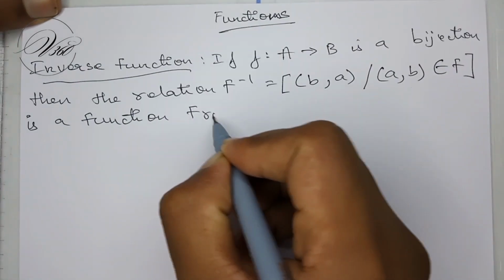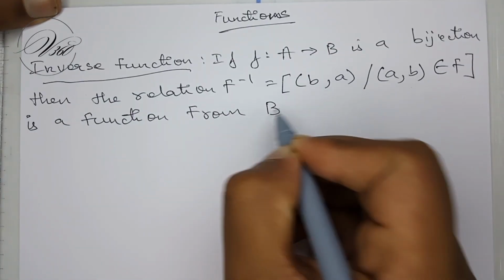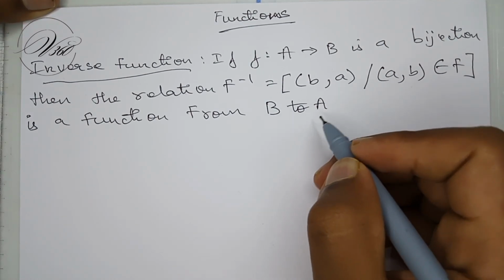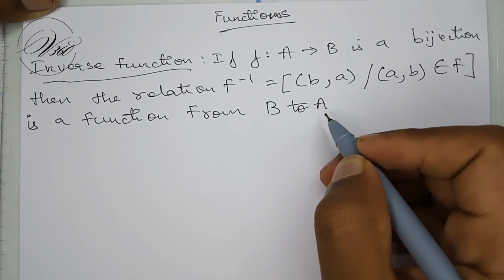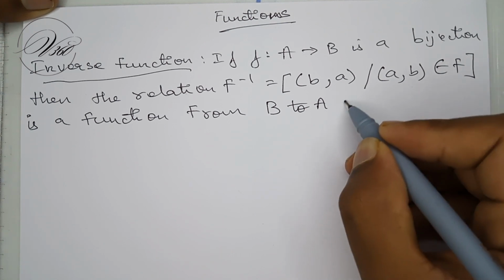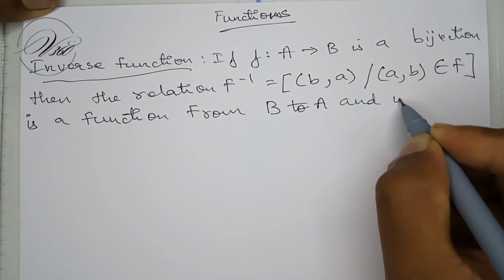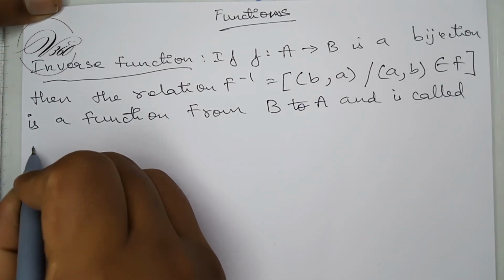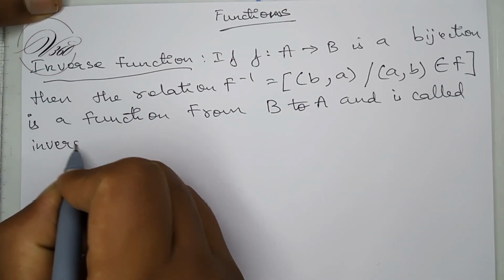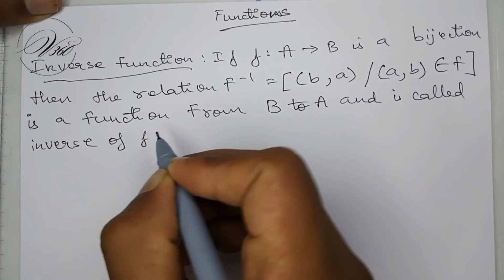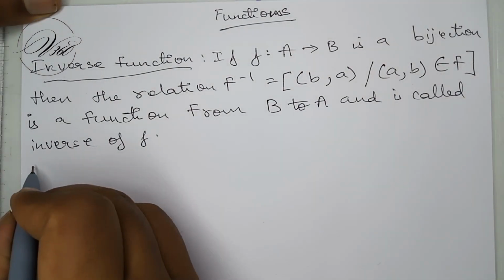from B to A. What is it? B to A. In normal functions it is A to B, but here it is B to A. That's why it is known as inverse function and is called the inverse of f. We'll take an example.